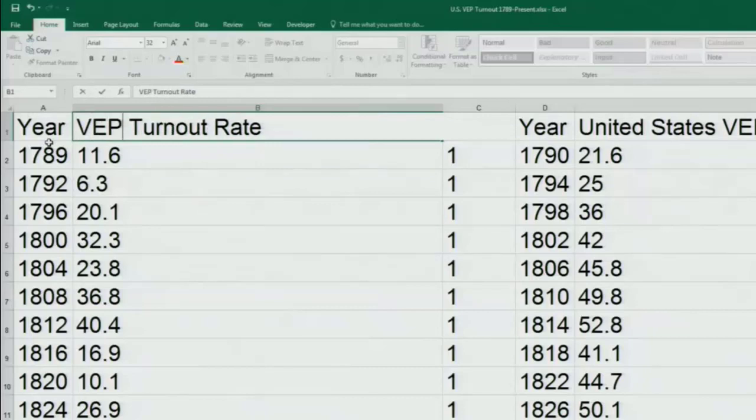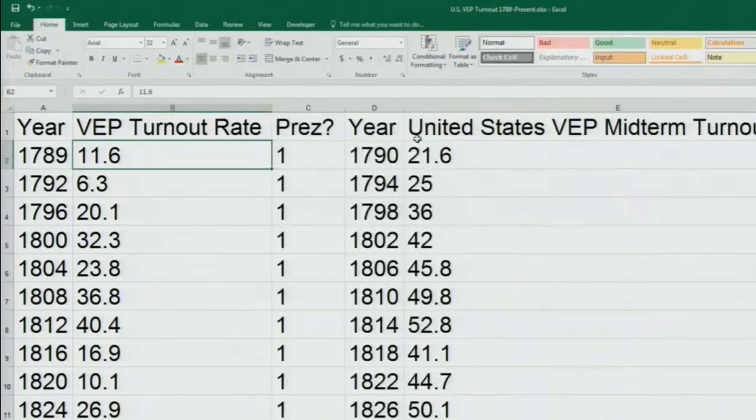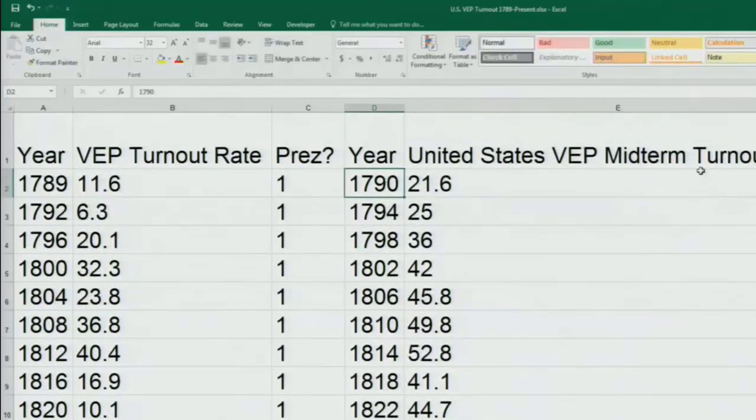So let's turn it into something a lot simpler. That's the VEP turnout rate. Now we have two variables. We can do the same thing over here. Is this a presidential election year? Is 1790 a presidential election year? Yes, okay, it is. Isaiah's given me the no. That's right. We know all these ones over here are not.